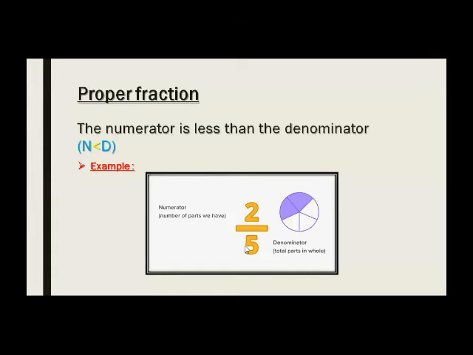Any fraction is called a proper fraction when its numerator is less than the denominator. Now just in your mind, in your rough copy, write some examples of proper fractions. For example, 1 upon 2 is a proper fraction. 5 upon 10 is a proper fraction, you know, 5 is less than 10. Same as 7 upon 10 is a proper fraction because 7 is less than 10. Any fraction having a smaller numerator and greater denominator, we call it a proper fraction.